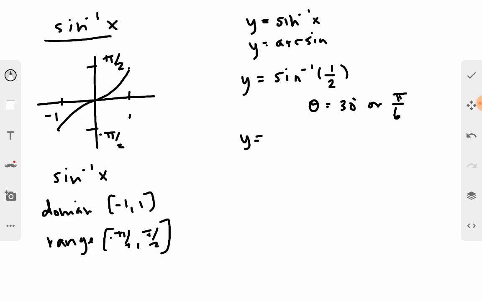Let's say we have y is equal to sine inverse of 1. Sine inverse of 1. So where is sine equal to 1? Sine is equal to 1 at 90, so sine inverse of 1 is going to be 90 degrees or pi over 2.